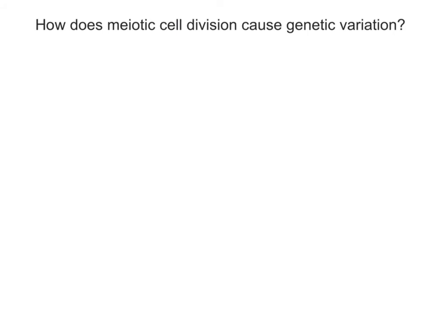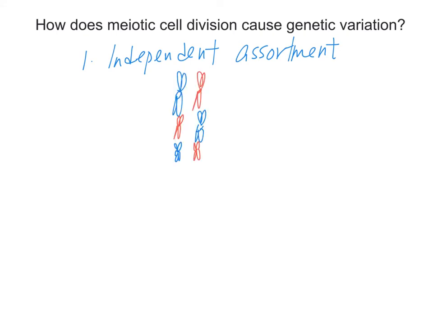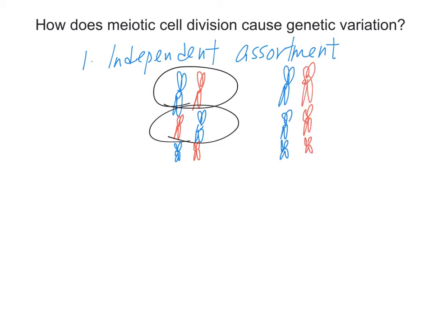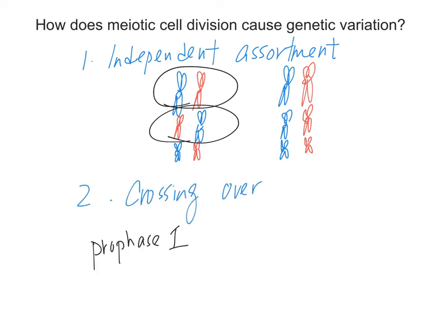So how does meiotic cell division cause genetic variation? The first way is by independent assortment. Whether the blue one is on the left or the red one is on the left is totally random. And how the first pair arranges itself is independent of how the second pair arranges itself. There can be many different combinations. This causes genetic variation.